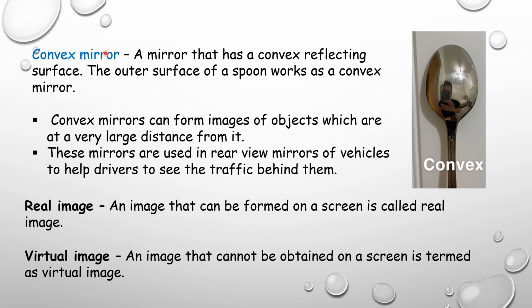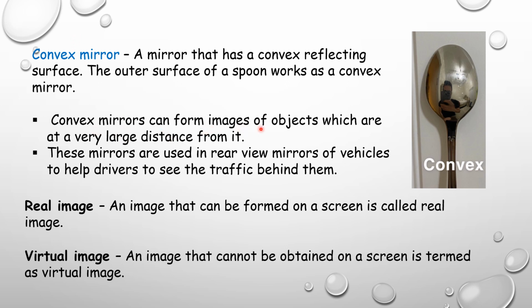Next, convex mirror. A mirror that has a convex reflecting surface. The outer surface of a spoon works as a convex mirror. So here this is the outer surface and this is the convex mirror. Keep in your mind, the outer surface of a spoon is the convex mirror.